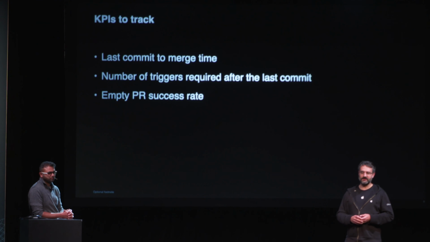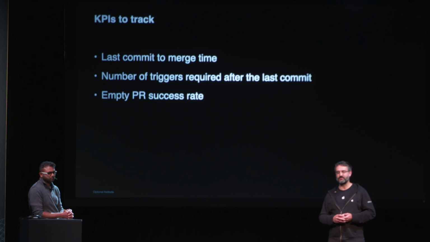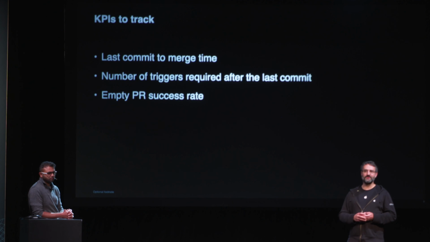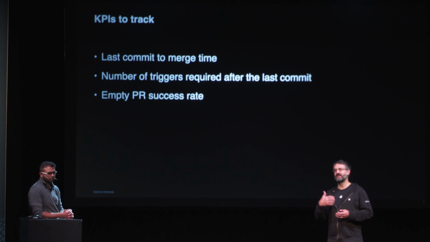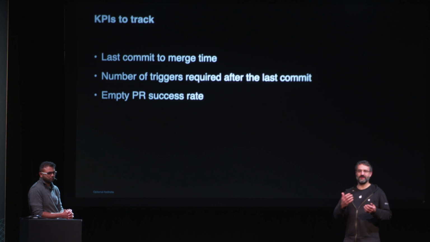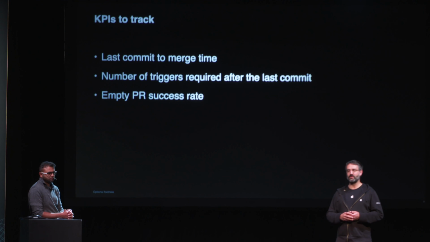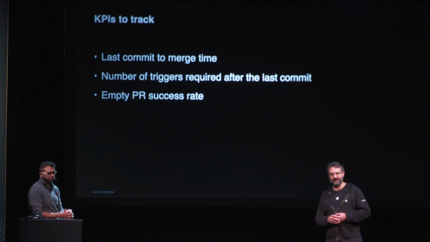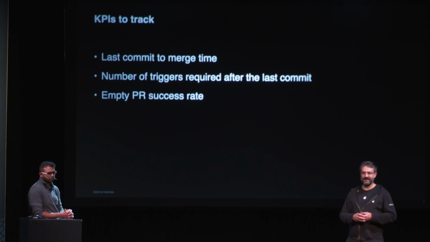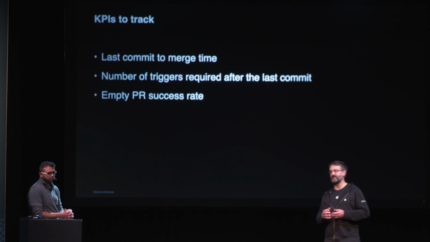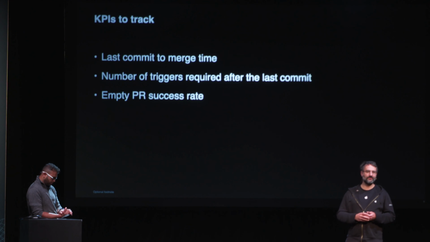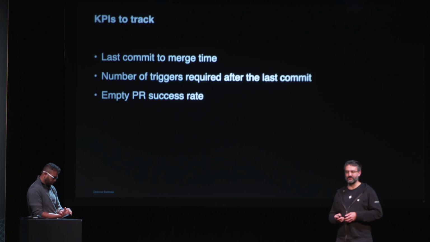So we decided that those 3 measures were the ones that we were the most interested in. Last commit to merge time. Usually a PR has a life cycle of its own. Developers try changes. There is feedback. They make changes again. But what we were interested in was how much time elapsed between when the last commit was pushed to the PR, which meant that the PR was in final state, and when it would actually merge into master. So that was the first measure that we decided to track.